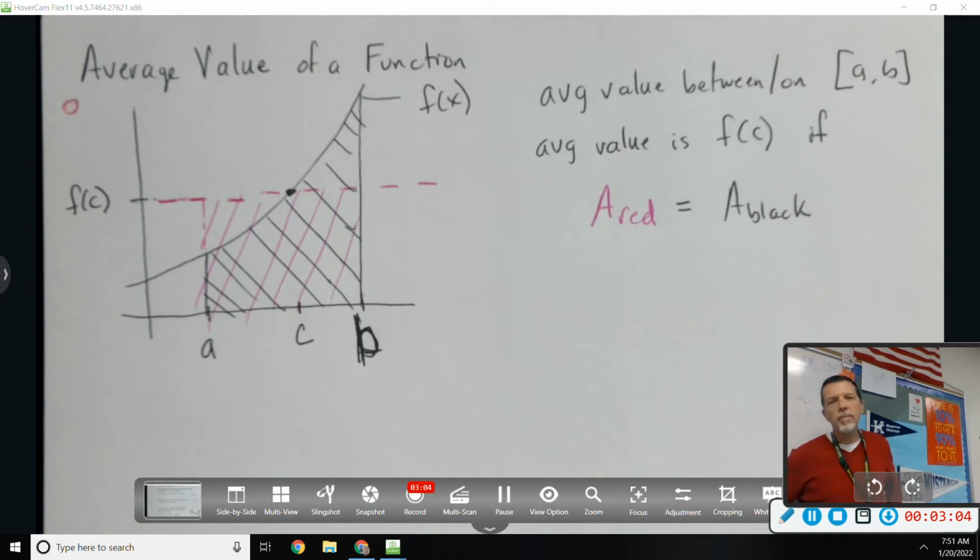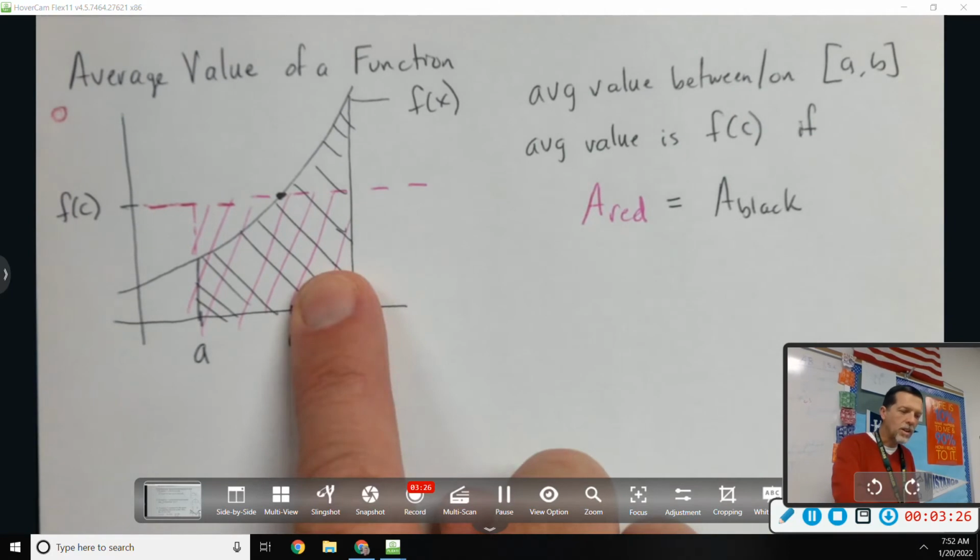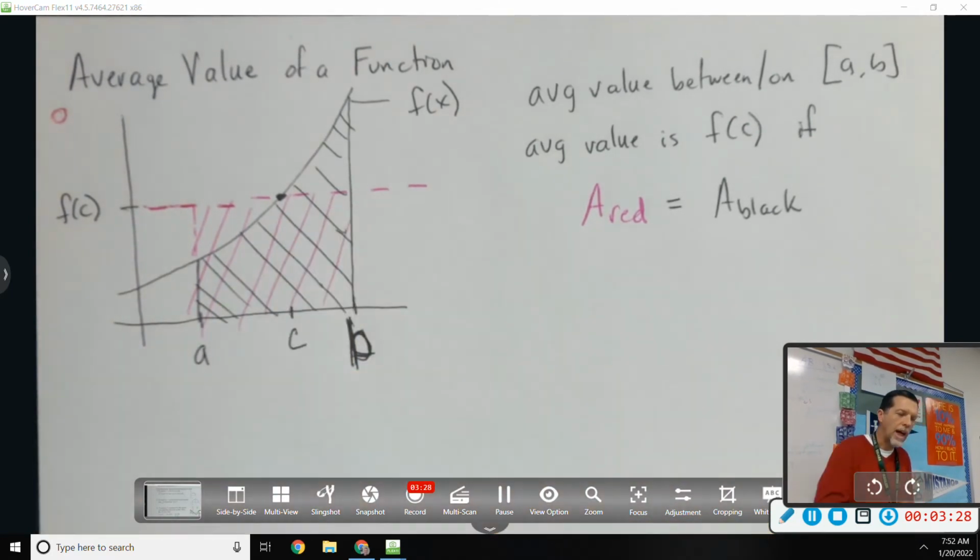Basically, we're going to derive this formula, come up with this formula on our own here. Does that make sense? Because if f of c is too high, then those areas wouldn't be equal. If f of c is too low, the areas wouldn't be equal. There's some spot in there that makes the area of the red rectangle equal the area of that black shape. We good so far? Yes, no? Vaguely? 2 out of 10?